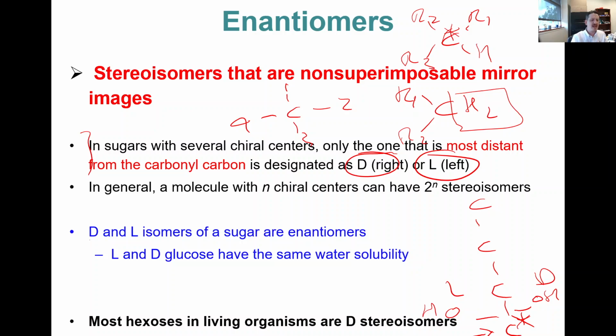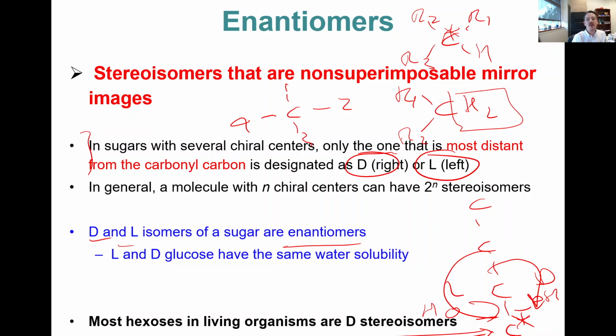So these D and L isomers are enantiomers of each other. They're talking about whether it's going to be clockwise or anti-clockwise in terms of priority, which comes in later, and to do with whether or not the OH is to the left or to the right. And most hexoses, so that's 6 carbon sugars in life, usually have the D stereoisomer.